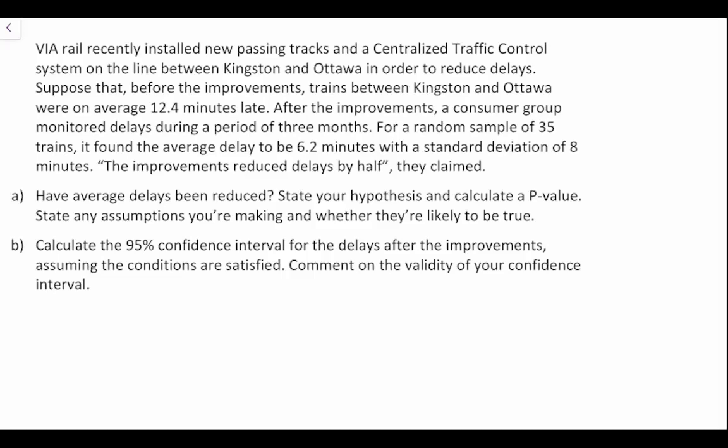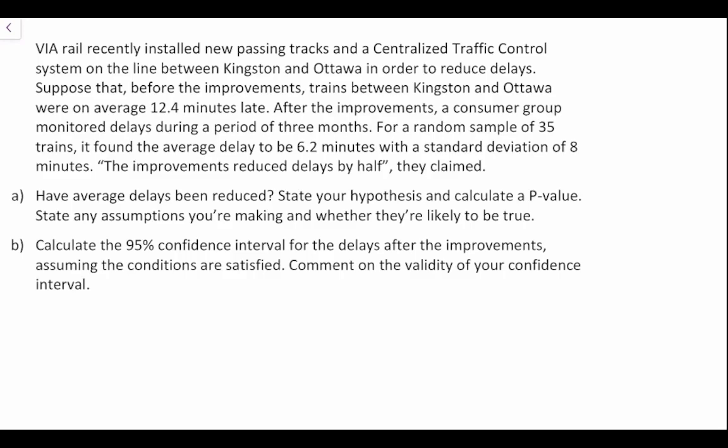Okay, in this video, we're going to continue our discussion of hypothesis testing, and we're going to work through a one-sided test. So here is our question. Via Rail recently installed new passing tracks on a centralized traffic control system on the line between Kingston and Ottawa in order to reduce delays.